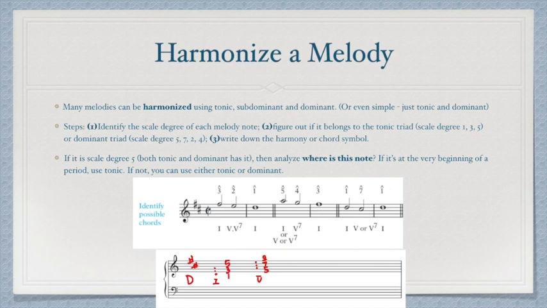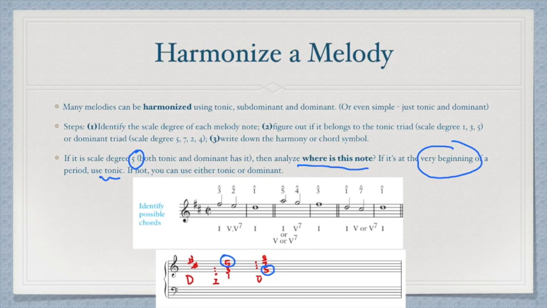Alright, here is a question. If it is scale degree 5, which both tonic triad and dominant triad have, then should we harmonize this scale degree 5 as tonic or dominant? Actually, you can choose either one, but it depends on the position of this note. For example, if this note is at the very beginning of the period or at the very beginning part of a phrase, then use tonic.